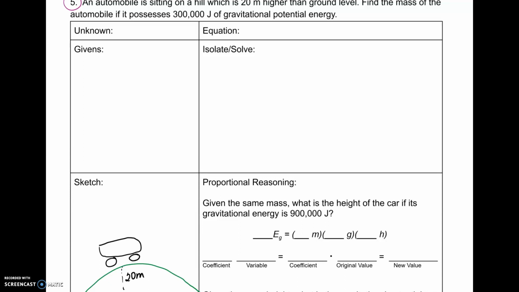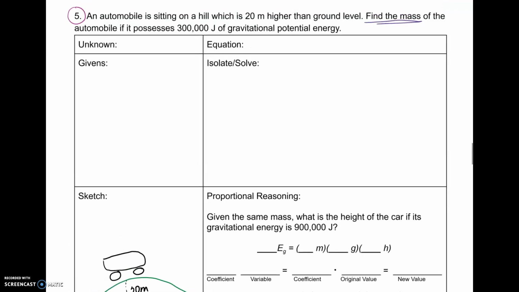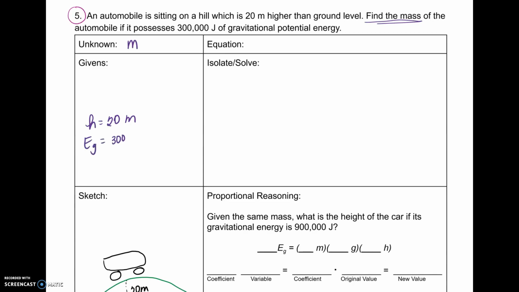So we are looking for the mass. So it's saying to find the mass. So here's the mass that we don't know. Its height is going to be 20 meters off the ground. It's possessing an EG of 300,000 joules. And since it's here on planet Earth, we're going to remember that it's 10 newtons per kilogram.